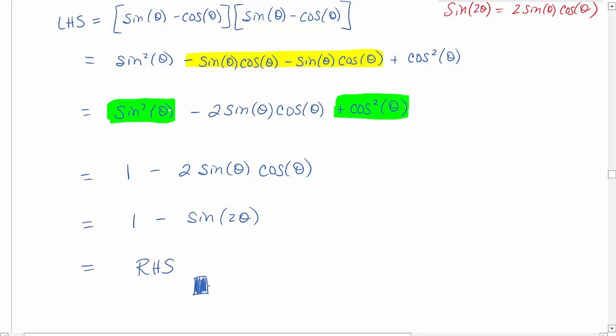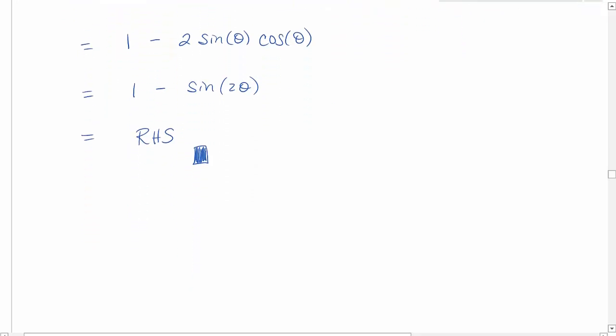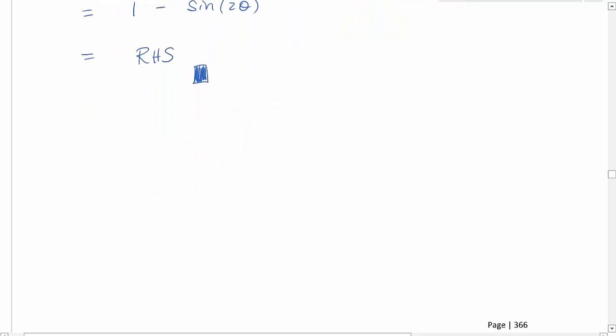So I'm going to demo one more, but as I've mentioned over and over, it's really important with these identities that you do a large volume to practice because there's a lot of different algebra techniques that are used, and with more examples, you're going to see those techniques easier and easier.